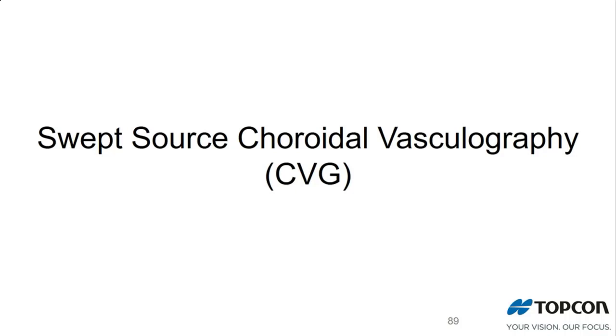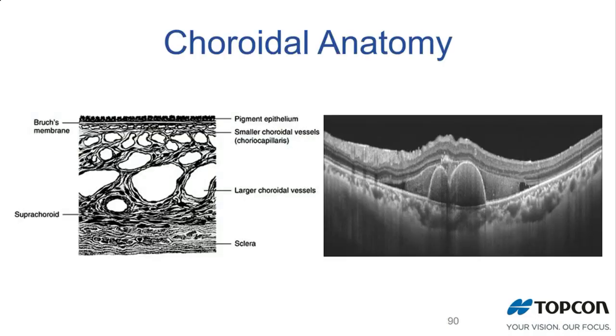So, swept source choroidal vasculography. I told you earlier that it's not possible to do OCTA of the choroid. And that is because of this right here. You have the choriocapillaris, and it is creating projection artifacts on everything beneath it. So what you'll actually see is the stroma, which is reflecting the signal from the choriocapillaris. That's why you get an inverted image.